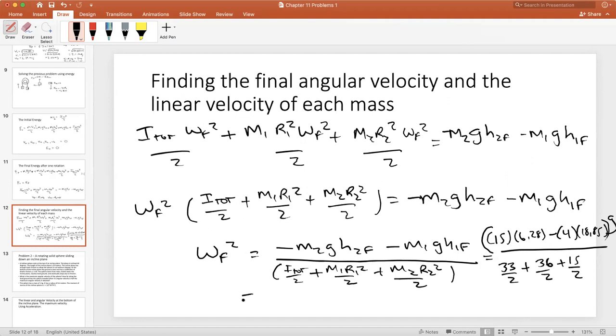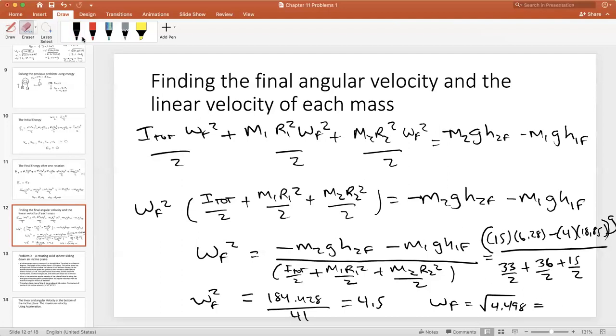Okay, and so what I get here is 15 times 6.28 minus 4 times 18.85 times 9.81 is 184.428, divided by 69.74 divided by 2, which is 41, right? And I get 4.5. So this is omega squared. So omega final is the square root of 4.498, which is 2.12.